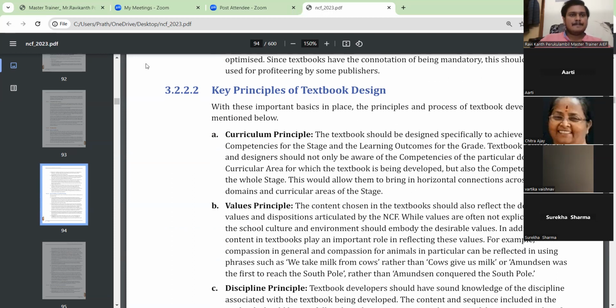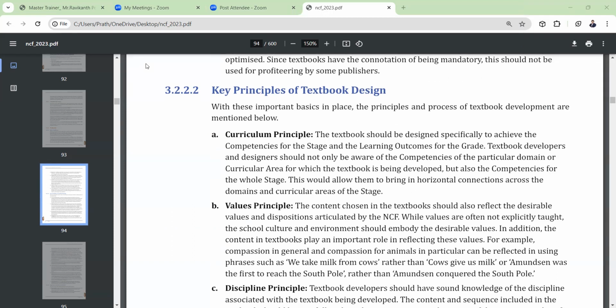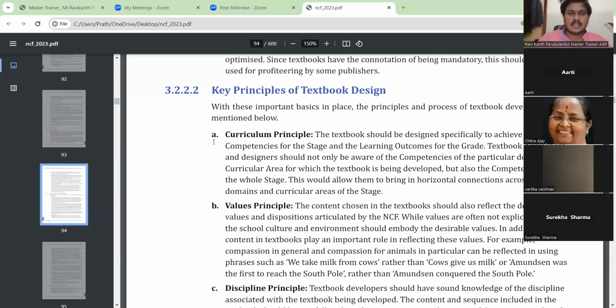Key principles of textbook design. Just a second, teachers. So let us see what are the basic principles that we need to keep in mind while we are choosing the textbooks or designing the textbooks.